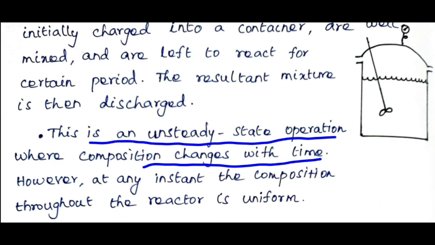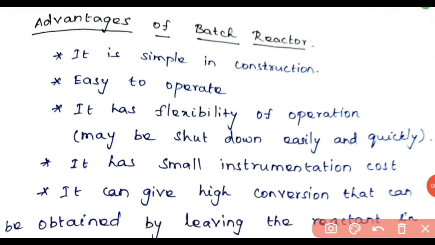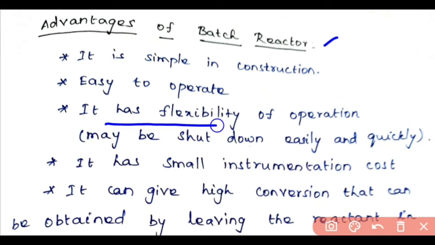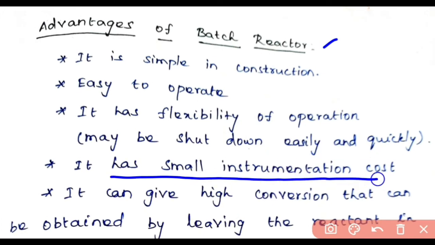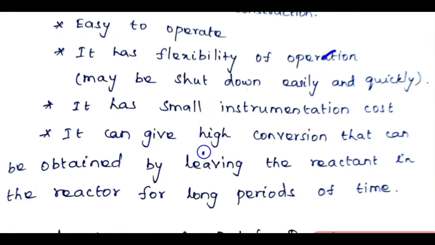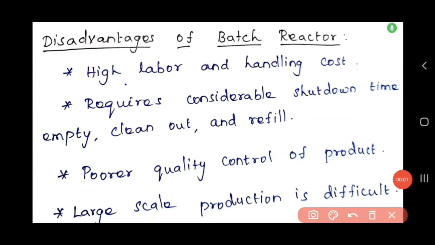However, at any instant of time, the composition throughout the reactor is uniform. The advantages of the batch reactor: it is simple in construction, easy to operate, and has flexibility of operation. That means it may be shut down easily and quickly. It also has a very small instrumentation cost. Then it can give high conversion, but you have to leave the reactant in the reactor for long periods of time. Disadvantages of the batch reactor: high labor and handling cost.